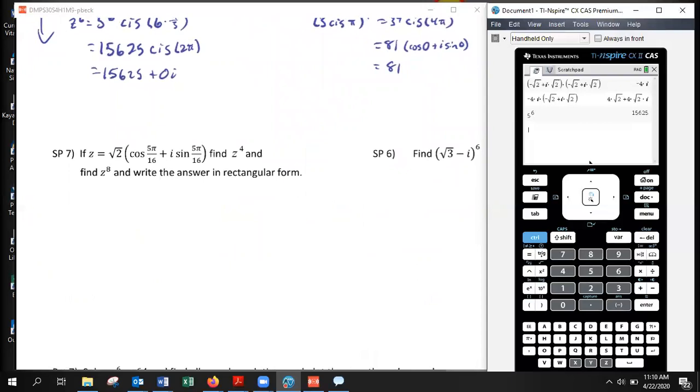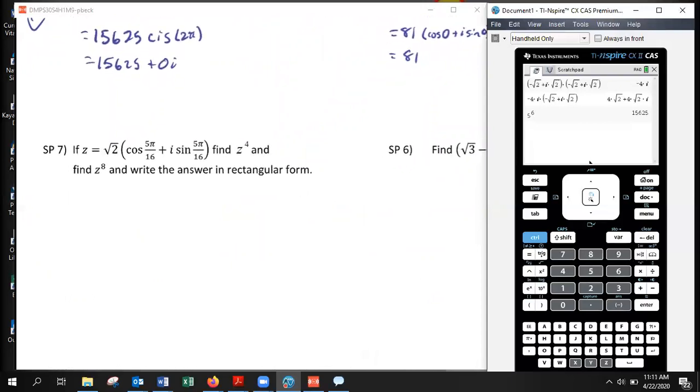So on problem number 7, what I have here is this complex number whose radius, or modulus, is the square root of 2, and our argument is 5 pi over 16. Just to take a look at where we are, we're not that far off of 0, and 5 pi over 16 is just a little bit more than pi over 4. So let me draw that a little bit more appropriately. We're probably about right there. Now I want to take that number to the 4th power.